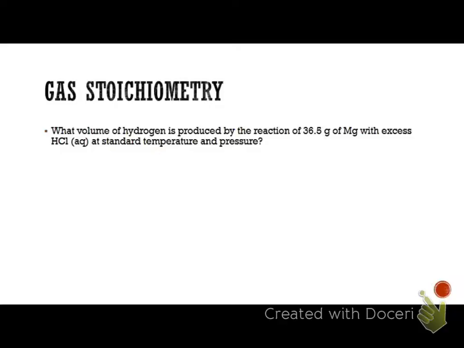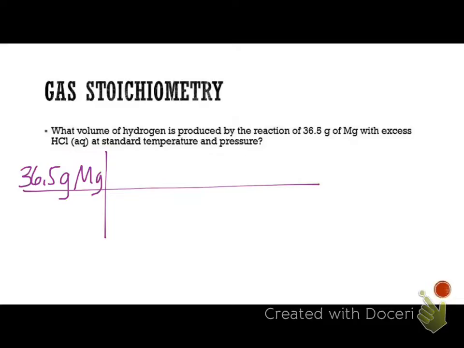So what volume of hydrogen is produced by the reaction of 36.5 grams of magnesium with excess HCl? This is just at standard temperature and pressure. So this is just a straightforward stoichiometry problem like we did in the stoichiometry unit. So we're going to start with 36.5 grams of magnesium.